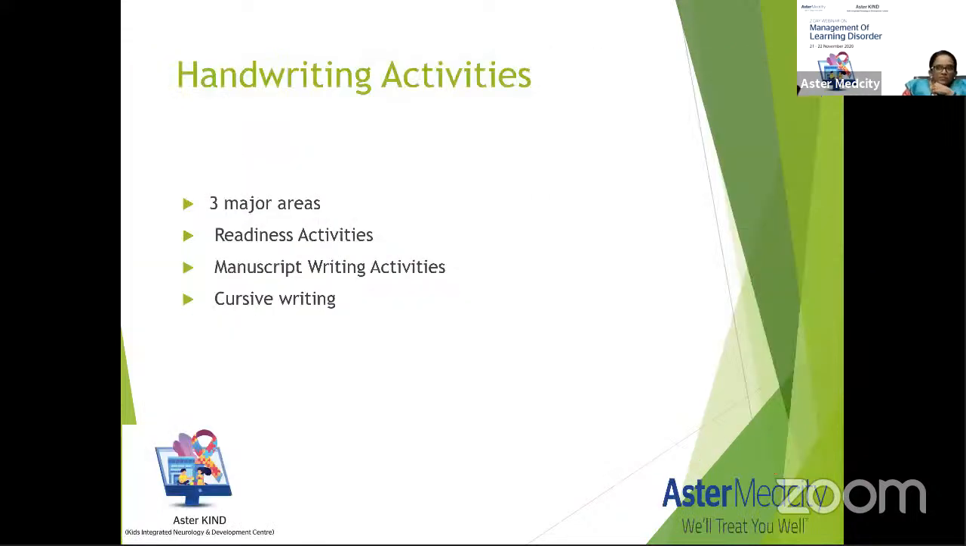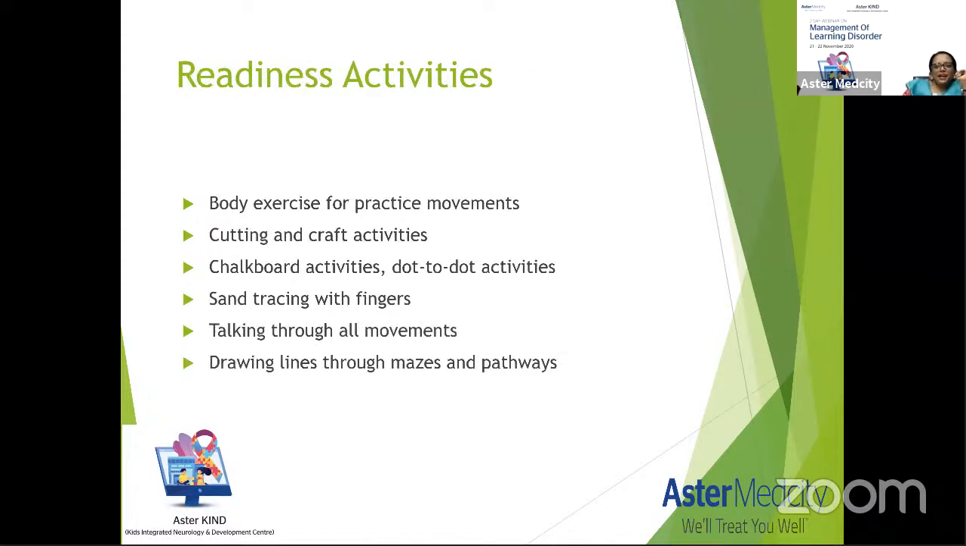So what are the things that we do while planning a handwriting activity? Three major areas are there. One is the readiness stage, and then we go to manuscript writing activity, then cursive writing. Don't skip any level. You must follow all three levels accordingly. So what are the readiness activities? Today's children lack those readiness activities. In older times, we gave children mud to play with, pebbles, any things, but now the children only know to operate the mobile phone, right?